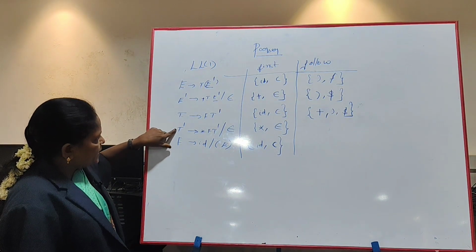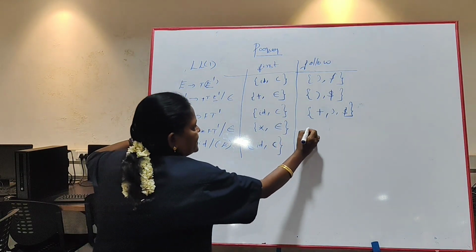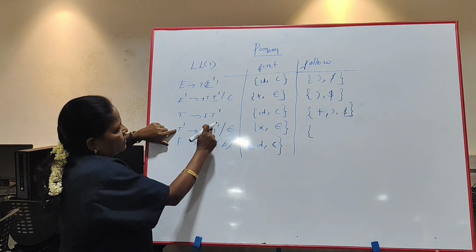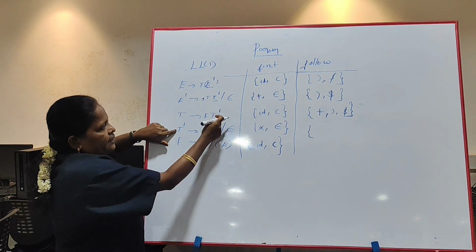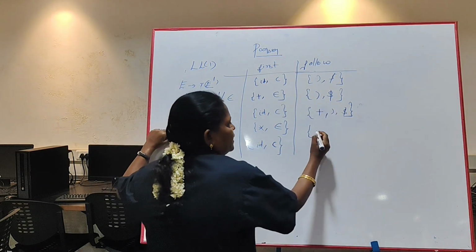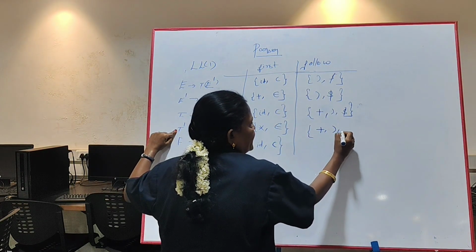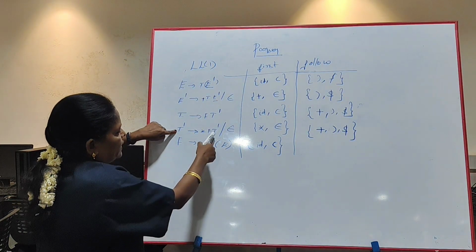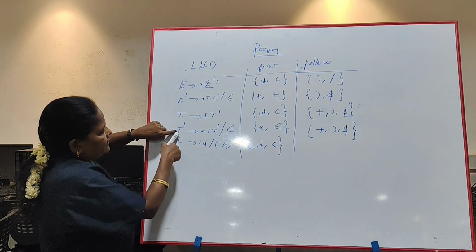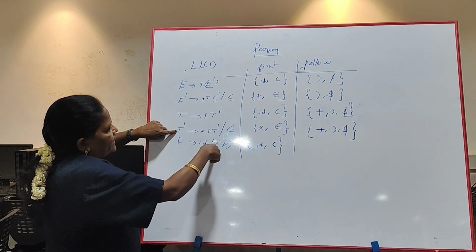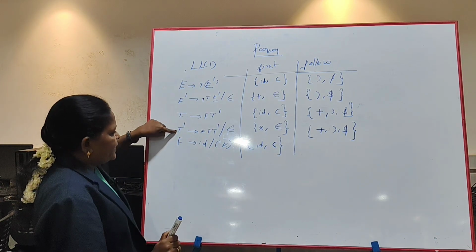Now follow of T dash. Follow of T dash is nothing but wherever we have T dash here, then here. Follow of T dash, nothing is here. Then you should take follow of T. Follow of T just now we calculated here: plus, comma, closing bracket, comma, dollar, right? Then here also nothing will be here. Again you should take follow of T dash. Same value you are going to get. Anywhere else we have T dash? No. Simply you can ignore it.